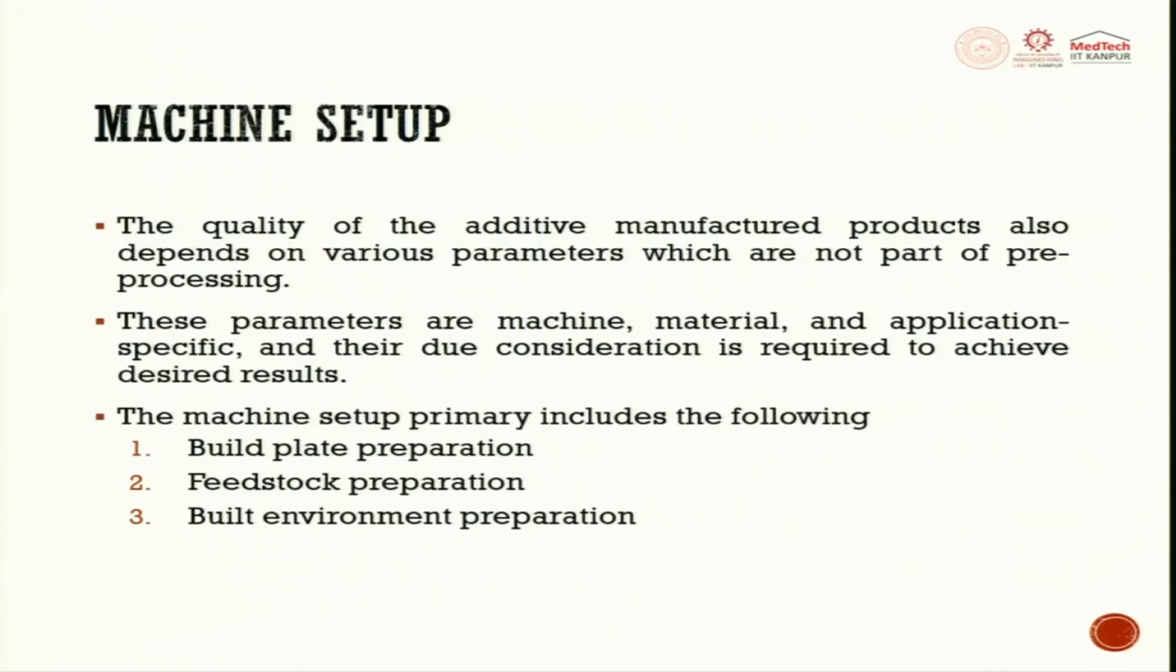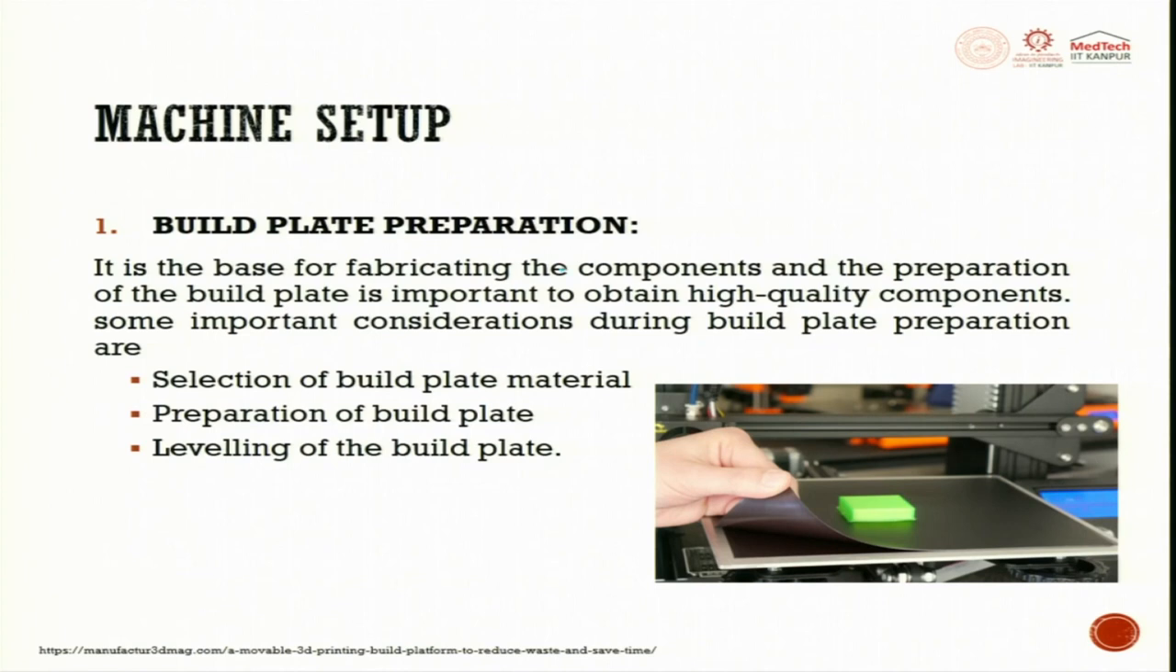When it goes to the machine setup, the quality of the additive manufactured product also depends on various process parameters and not only on part pre-process preparation. These parameters are machine, material, application specific, and their due consideration is required to achieve the results. The machine setup primarily includes build plate preparation, feedstock preparation, and build environment preparation. Plate, and then next is feedstock. Feedstock is the powder here. Then the build environment is the jacket, whatever is built around the platform. So this is build plate preparation.